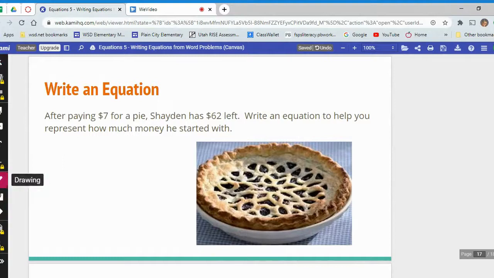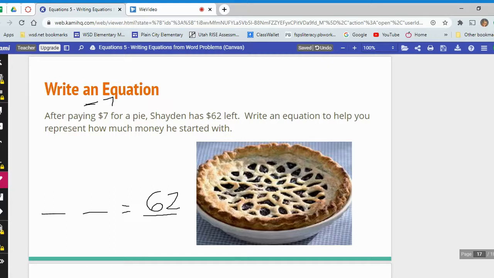Okay, let's talk about this problem. After paying $7 for a pie, Shaden has $62 left. Write an equation to help you represent how much money he started with. So we've got our formatting set up. Now, after paying $7 for a pie, if I have to pay $7, I'm going to subtract 7 from what I have. And then it says Shaden has $62 left. So I know that 62 is going to go here because that's what happens in the end. In the end, he still has $62.